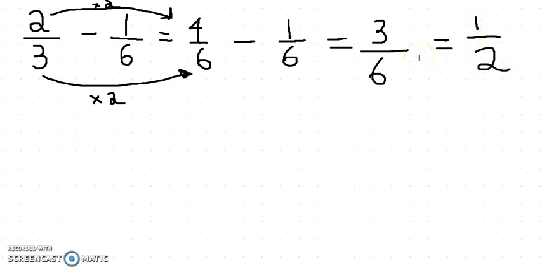as less as possible. Like you want a number that goes into both 3 and 6, so 3 and 6, and as you can see, 3 goes into both of them, so we make it into a half. So that's the final answer of this question.